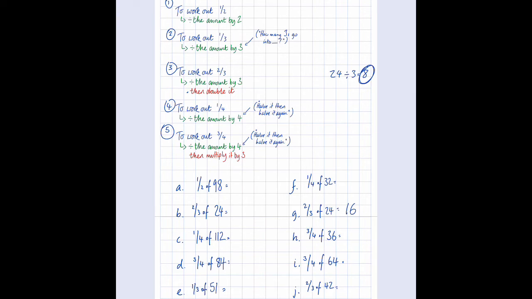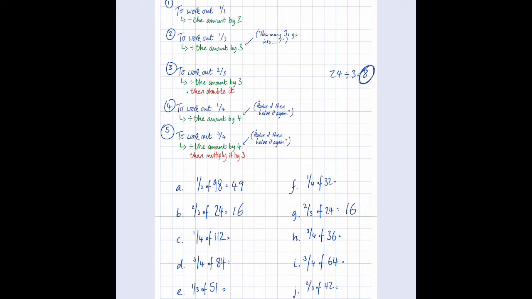Okay then, great. So, half of 98, I say it's a simple one. You just need to halve the amount or divide it by 2. So the answer is 49. 2/3 of 24, B and G are the same. Apologies for that. 16. Okay, 1/4 of 112.